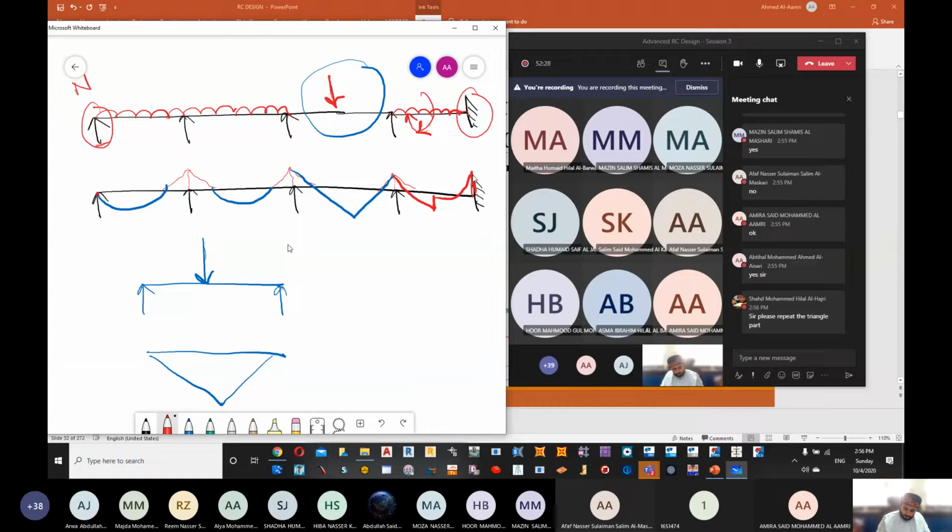For a point load, if we have an element, anyhow, for a simply supported with a point load, the bending moment comes in this shape.